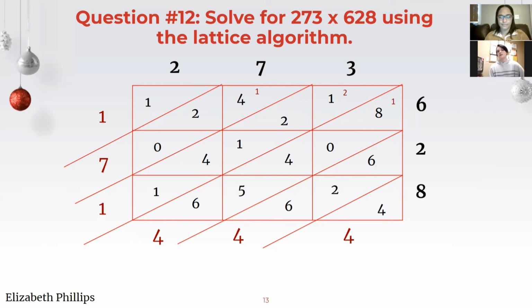And we should get the answer for 273 times 628. It should be 171,444. And you can double check this with a calculator if you want. This is just a neat little approach to your multiplication tables.